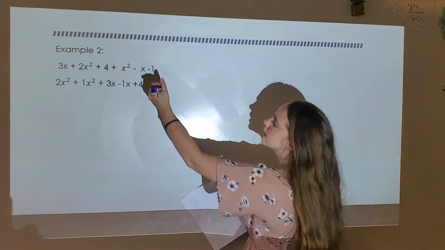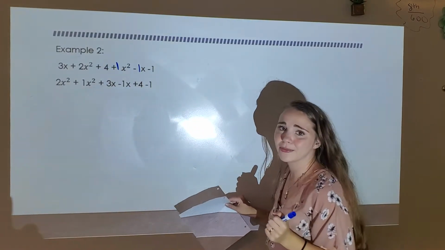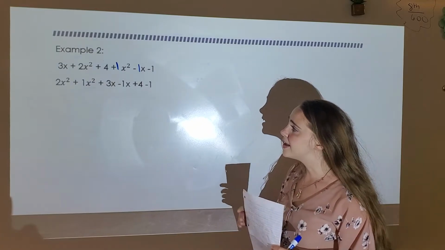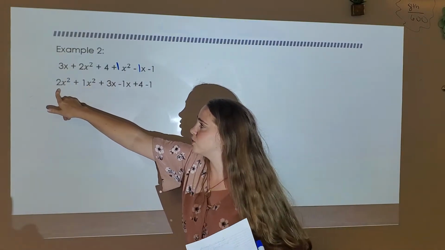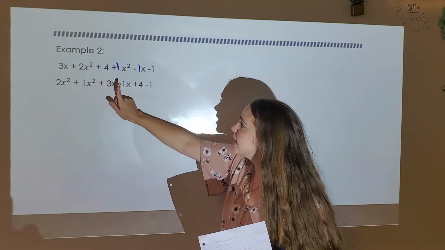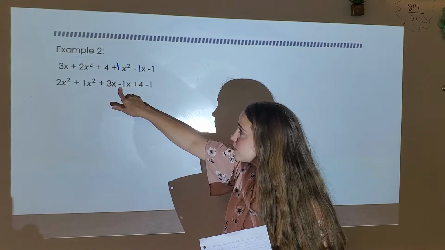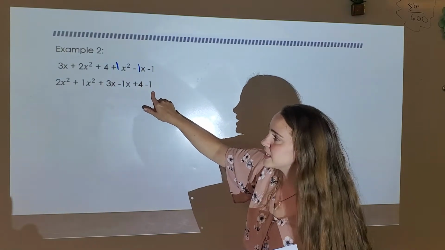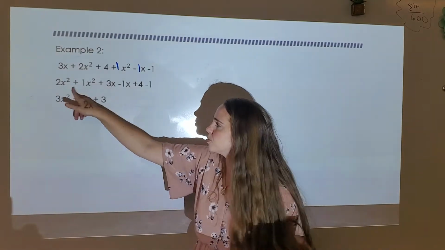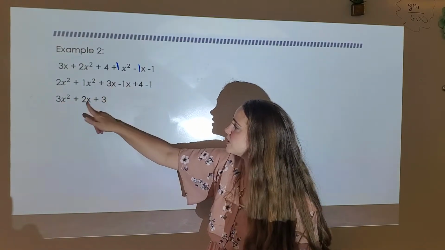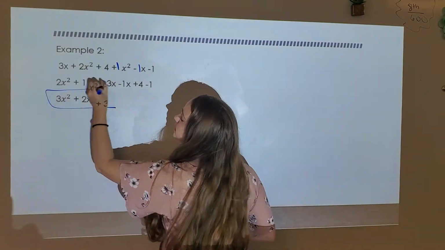First step, add those ones where we need them. I'm sorry, I'm left-handed, probably blocking things. But afterwards, put everything together. So the x squareds came together, positive 2x squared, positive 1x squared, and then the 3x, and the minus 1x. Remember, we took that minus with it, and then the 4 and the minus 1. And then all we got to do is add like terms. So 2 plus 1 is 3, 3 minus 1 is 2, 4 minus 1 is 3. And then this is it.